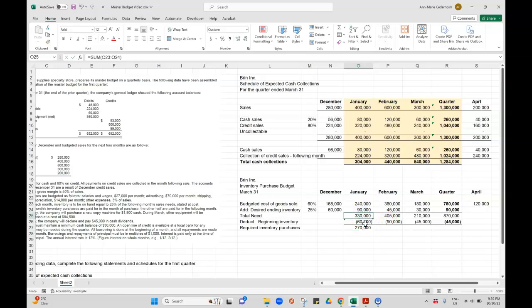So 330 minus 60,000 equals 270. 405 minus 90,000 is 315. 210 minus 45,000 is 165. And 870 minus 45 is 825.